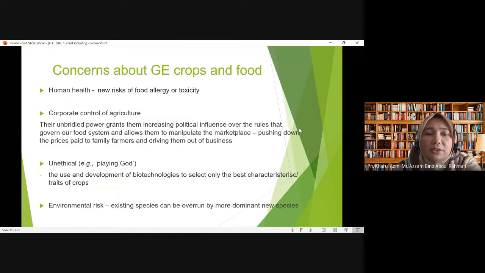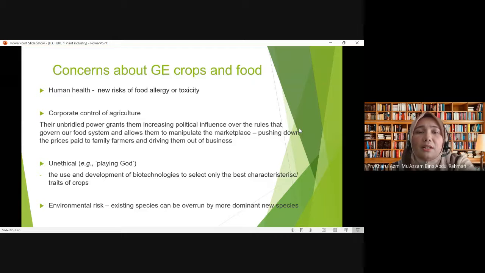Okay, so this is the concern about genetic engineering crop and food in term of human health. Kita tak tahu sama ada genetic engineering ni adakah boleh menyebabkan penyakit yang kita tak tahu kesan dia dalam jangka masa panjang kepada manusia kalau kita ambil genetic engineering crop ni. New risk of food allergy or toxicity. Mungkin ada yang tak tahan allergi kepada makanan tertentu ke, so dia boleh develop allergy ya, and then toxic ke, tak tahu, masih lagi dalam research ya.